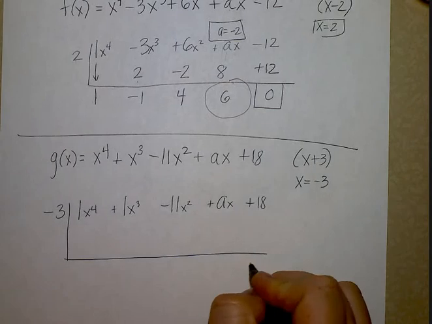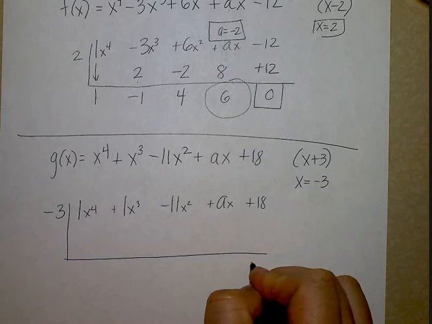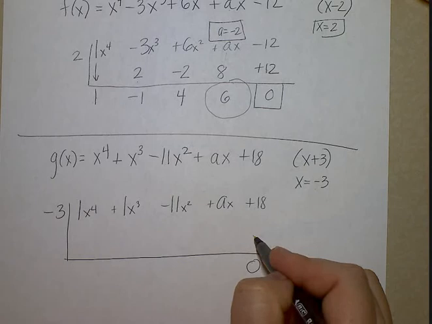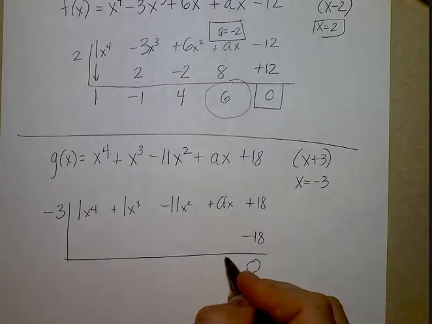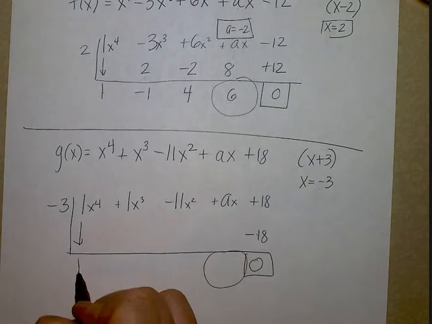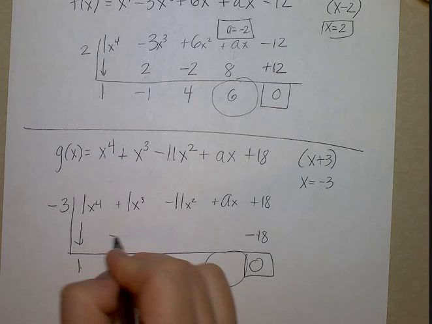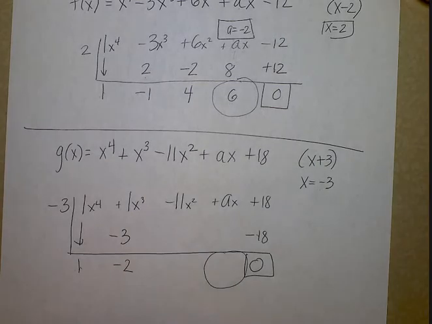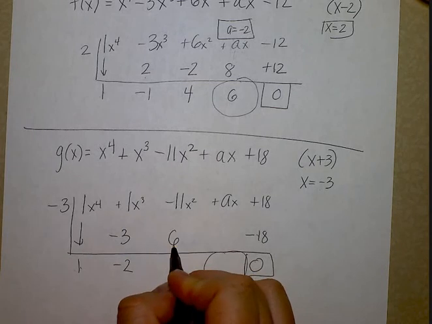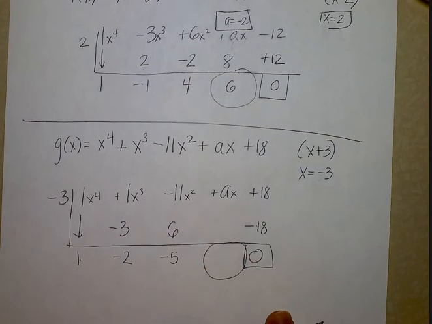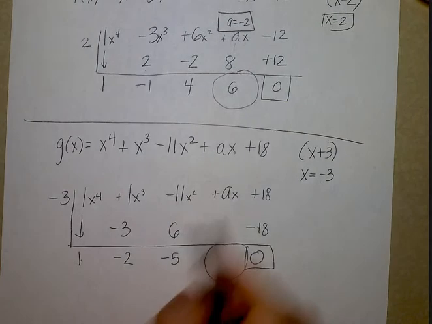What is going to be my final answer at the very bottom underneath the box if this is a solution? 0, which means what number has to go here? Okay, I'm going to put a big circle here. I'll come back to this in a little bit. So I'm going to bring down the 1. Negative 3 times 1 is negative 3. Add down to come up with negative 2. Multiply to get 6. Add straight down to come up with negative 5. Multiply to come up with 15.